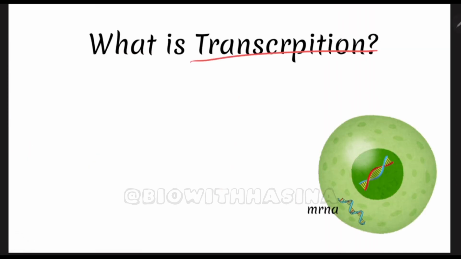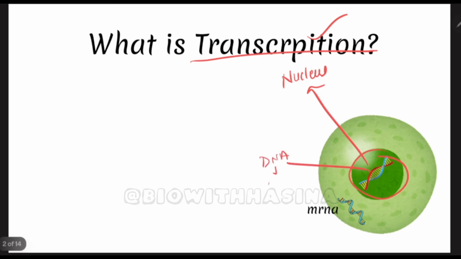Transcription mainly takes place in the nucleus of the cell. So this is your nucleus. In the nucleus of the cell, transcription takes place. Why? Because in your nucleus, DNA is present. And this DNA has all the genetic information, right?